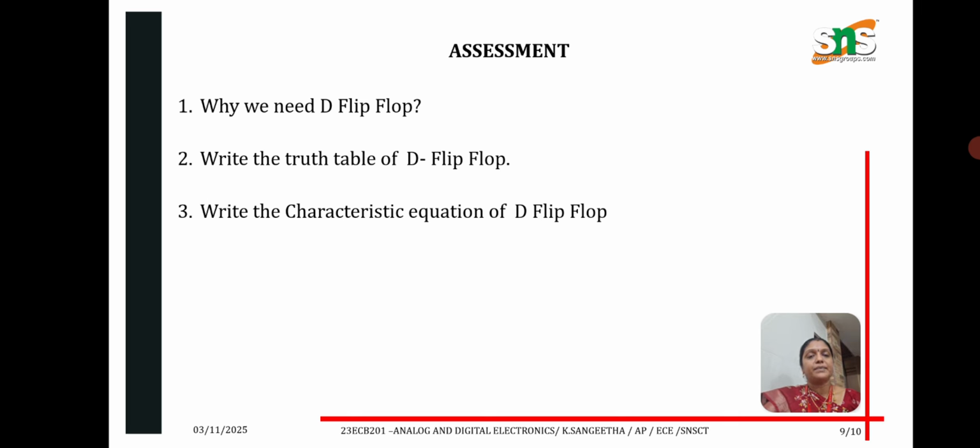And this is the assessment time. The first question is why we need the D flip-flop. The second question is to write the truth table of the D flip-flop. And the last question is to write the characteristic equation of the D flip-flop.